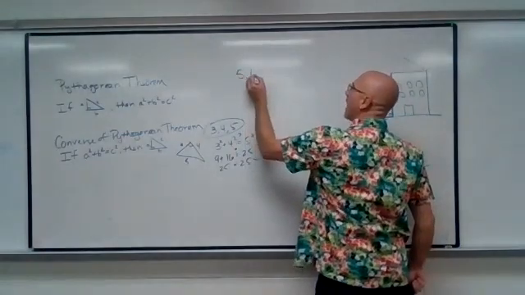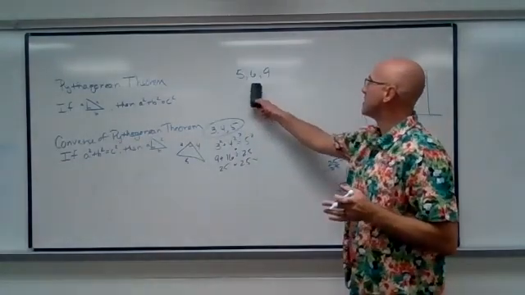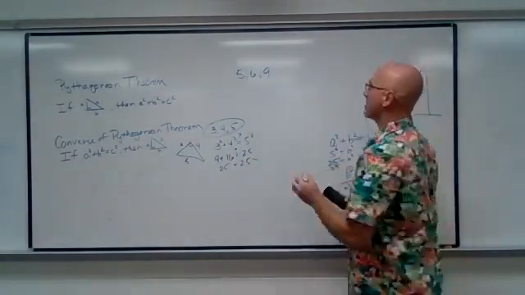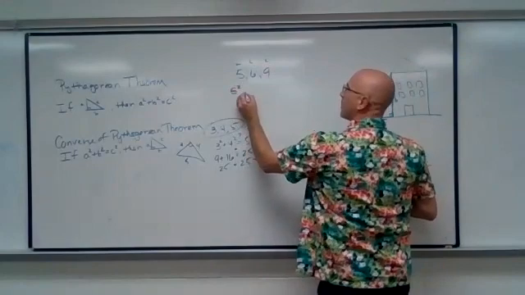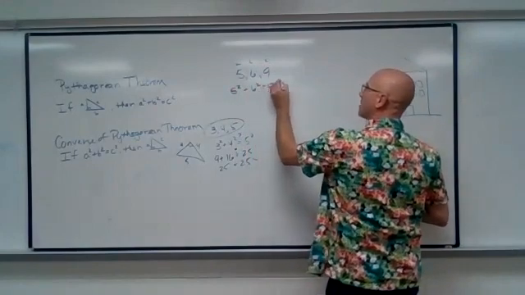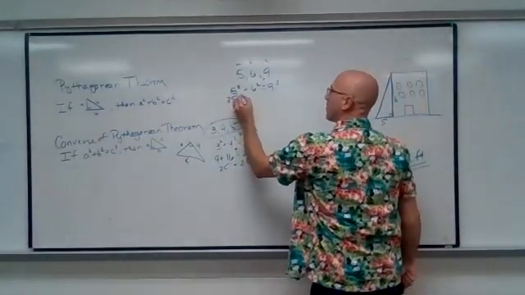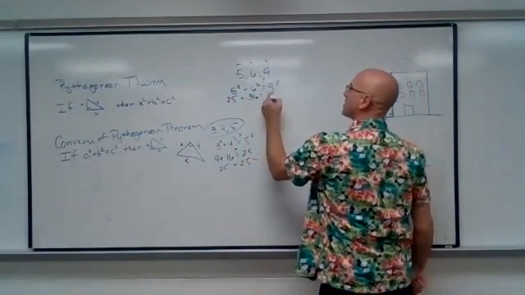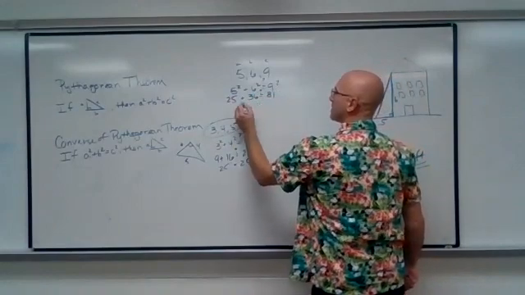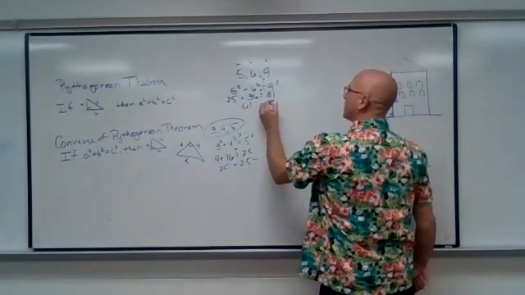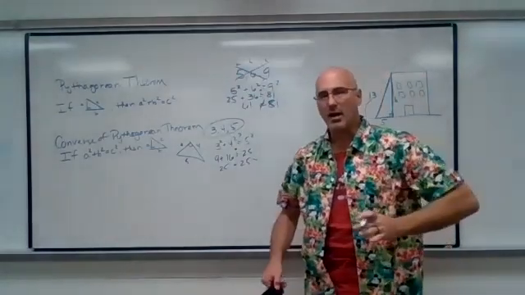Let's try another one, with 5, 6, and 9. Let's see if that works. The largest side is always the hypotenuse, so that is 9. I'm going to make this my A, my B, and C. So we're going to say 5 squared plus 6 squared equals 9 squared. We are wondering if that works. Let's simplify: 5 squared is 25, 6 squared is 36, 9 squared is 81. Does that work? 25 plus 36 is 61, so that does not work. So 5, 6, 9 does not make a right triangle.